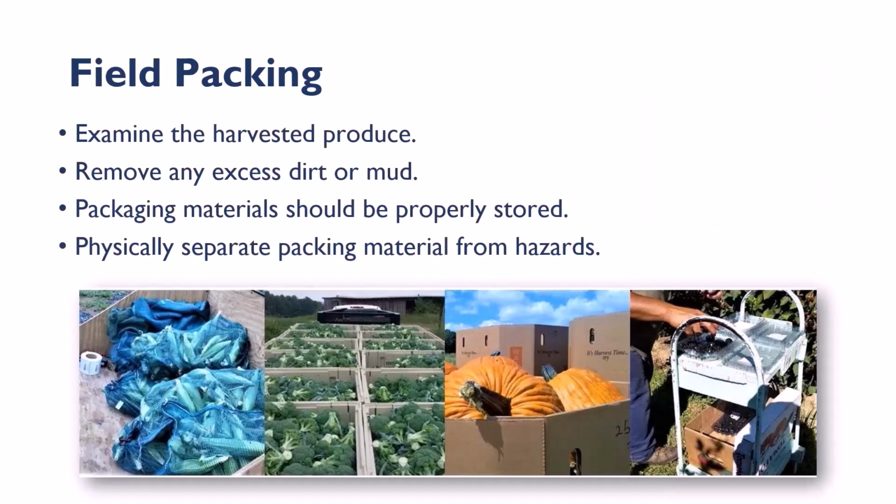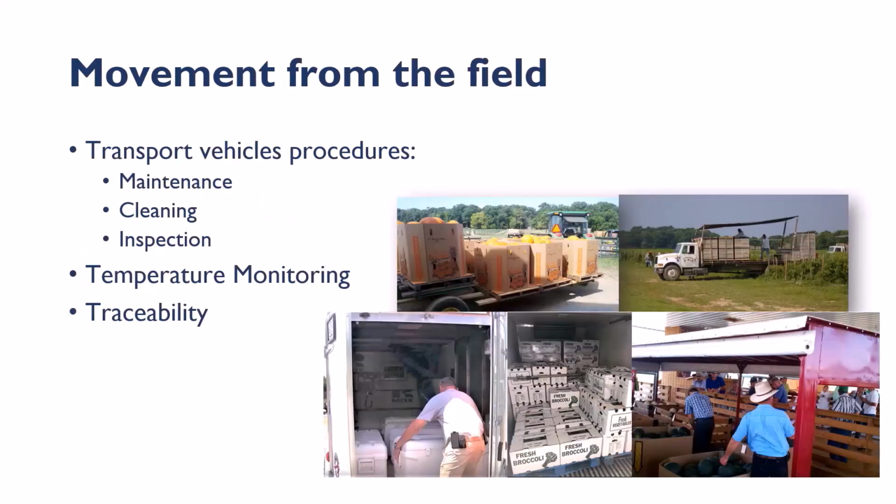If produce is packed directly into its final packaging in the field, special measures should be taken to avoid any contamination of produce. The produce being harvested should be examined for any signs of potential contamination, and any excess dirt or mud should be removed. All packaging materials should be properly stored off the floor, covered, and away from hazards such as chemicals or compost piles to protect them from being contaminated.